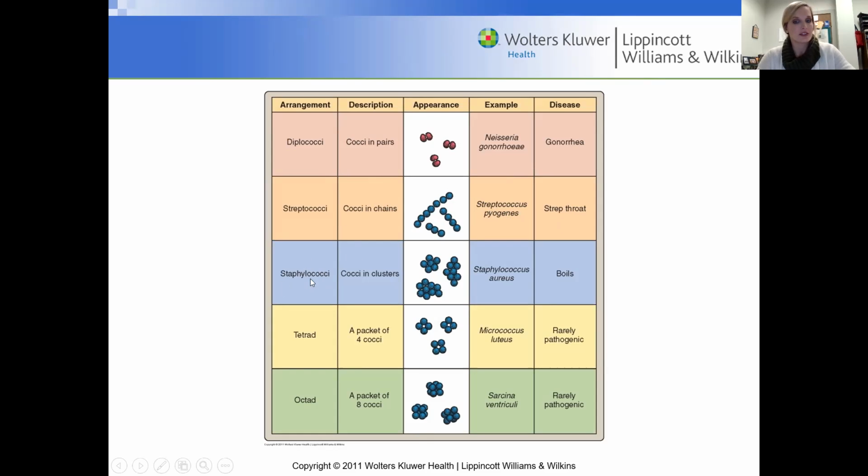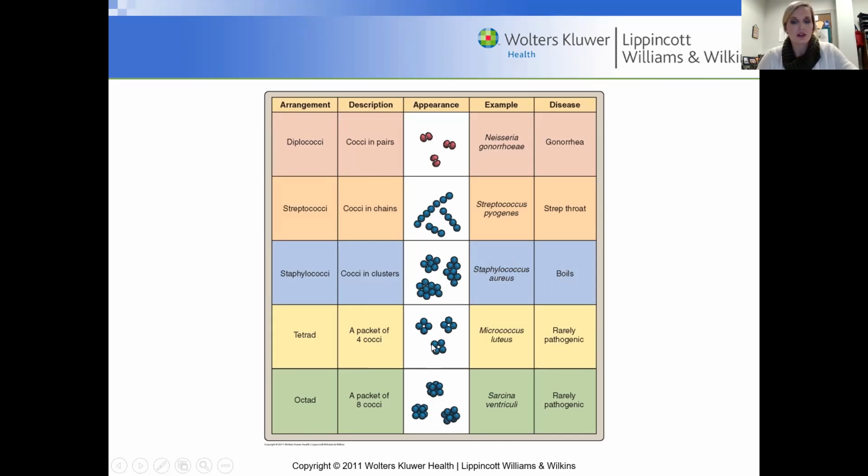And then staph, again, cocci that appear in clusters. See, they're not in a line here, they're just in a big group. So that's where the prefix staph comes in there. You can see that in the name of this example. Staphylococcus aureus is the type of bacteria that causes boils on our skin.